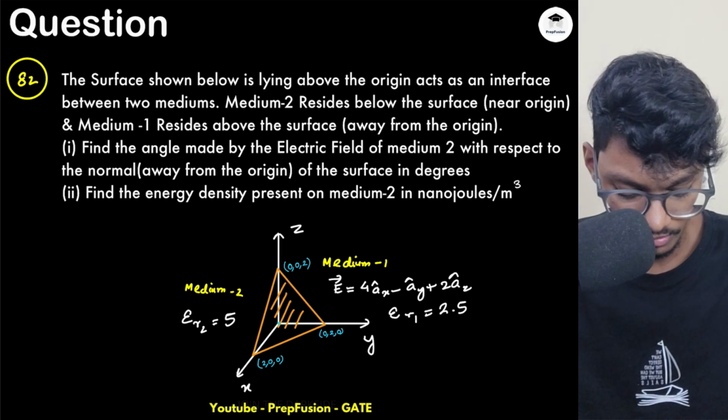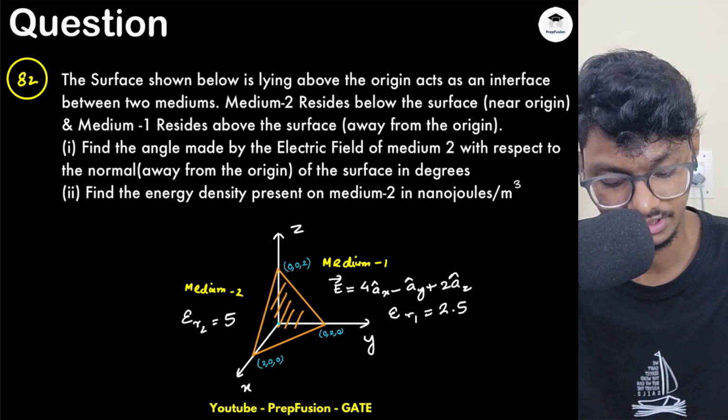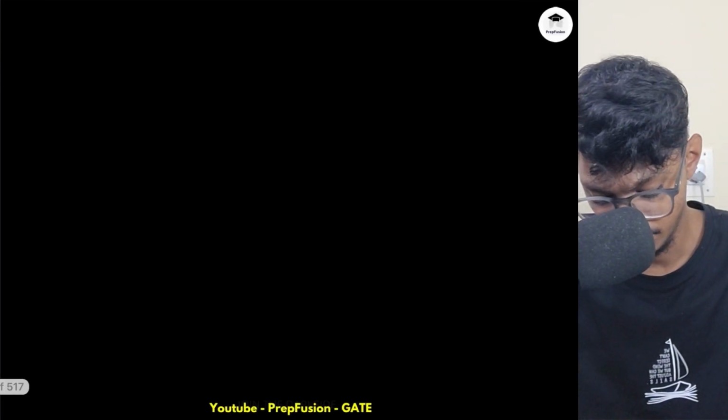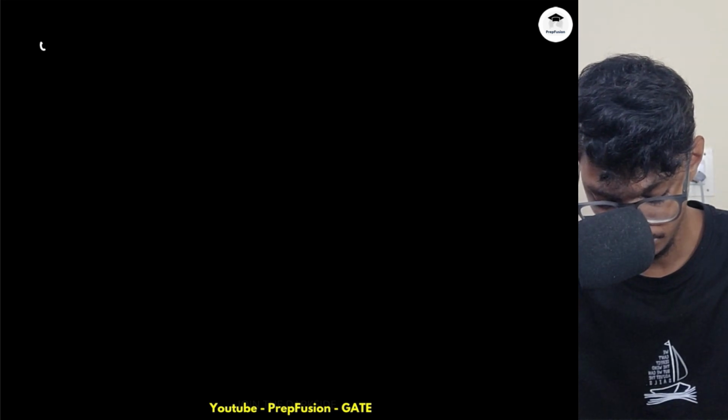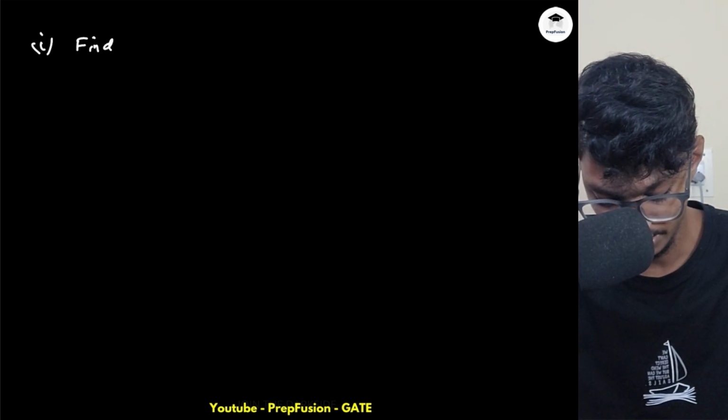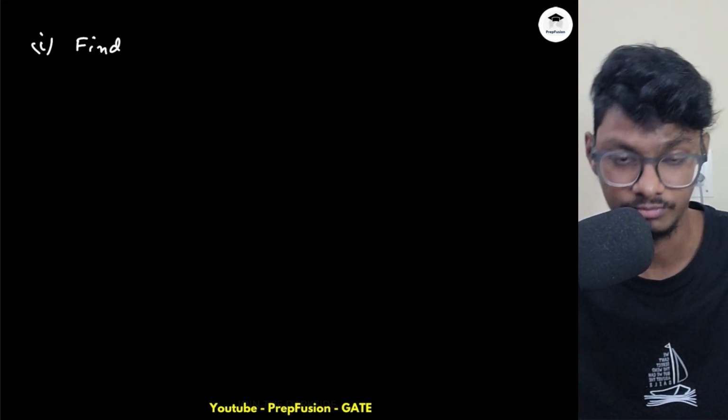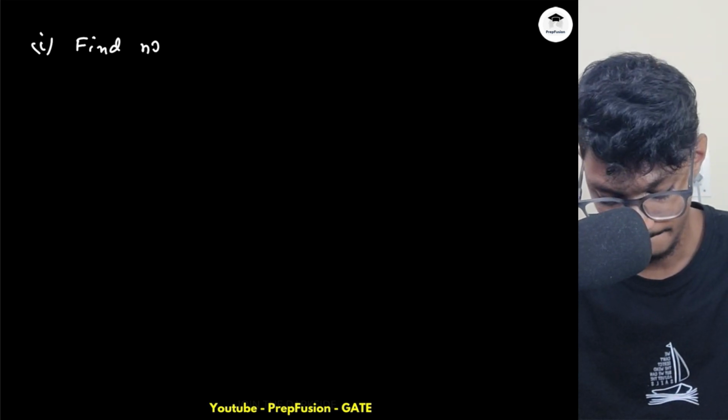So first of all, how do we find out the normal? That is the first task, right? Find normal. So task 1 is find normal. There are two methods of finding normals of an unknown surface which is not given.